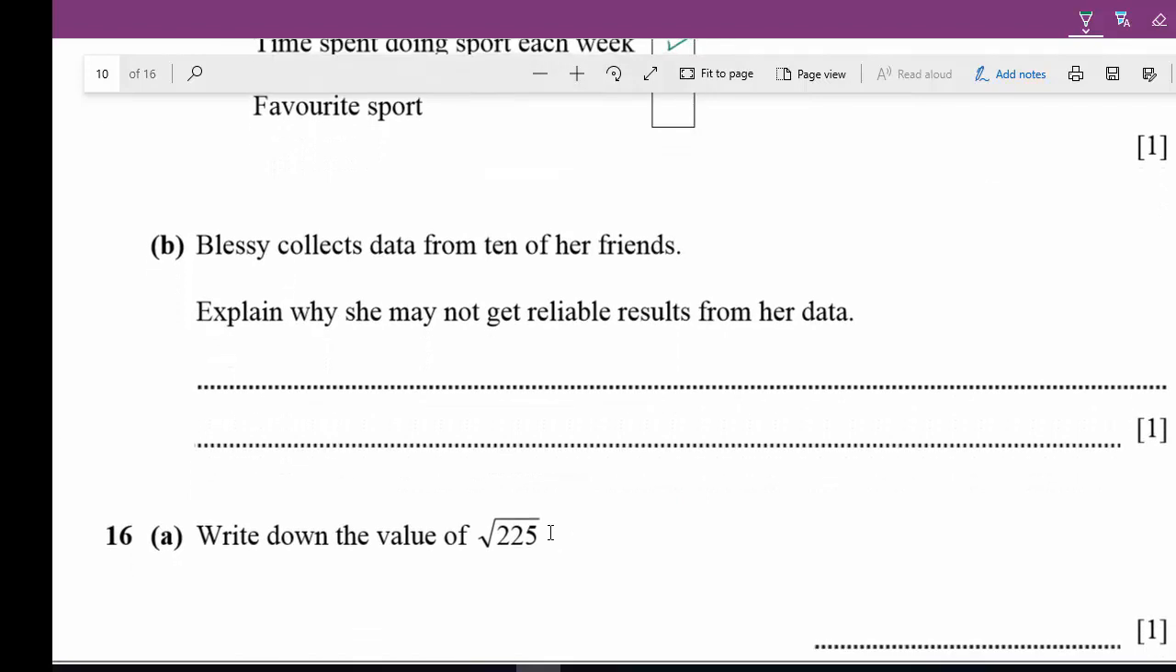Lacey collects data from 10 of her friends. Explain why she may not get reliable results from her data. Because she doesn't ask a lot of students, so simply we can say all of her friends could be girls, or all of her friends could be in the same level. No, she has to ask as many as she can, different levels, different ages, to make her investigation more relevant.